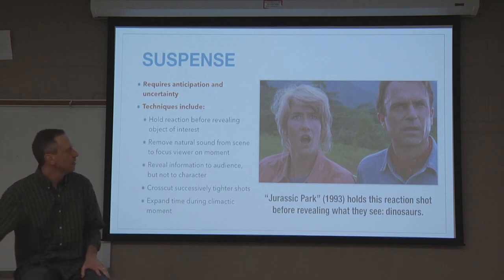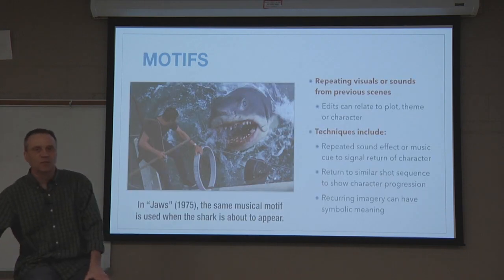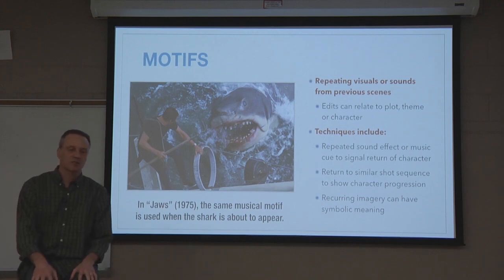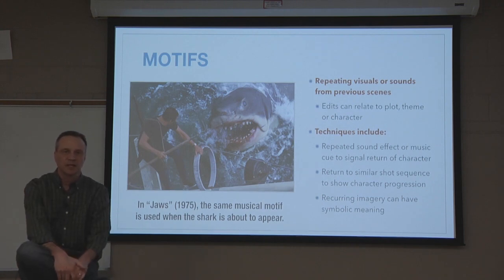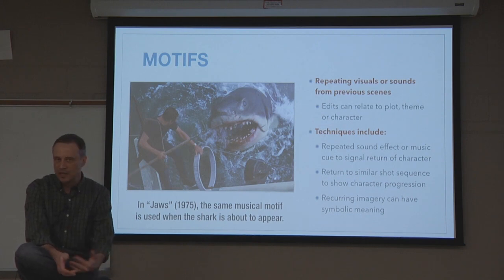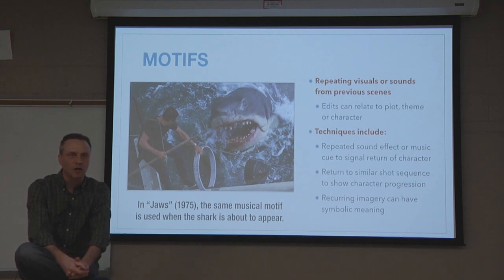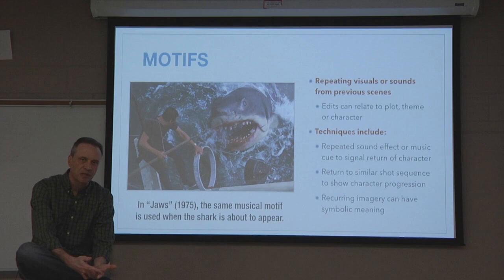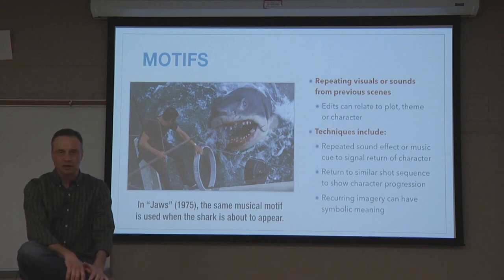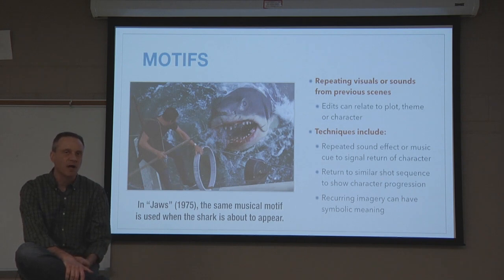Okay, so that's suspense. Let's talk about something called motifs. Motifs are just recurring elements in a scene, either imagery or sound that we repeat for effect. It can be used for lots of different purposes. I think one of the more famous musical motifs comes from the film Jaws, where every time the shark is about to appear, you hear that familiar sound, that music come up that indicates the shark is nearby. But you use motifs in other ways too.